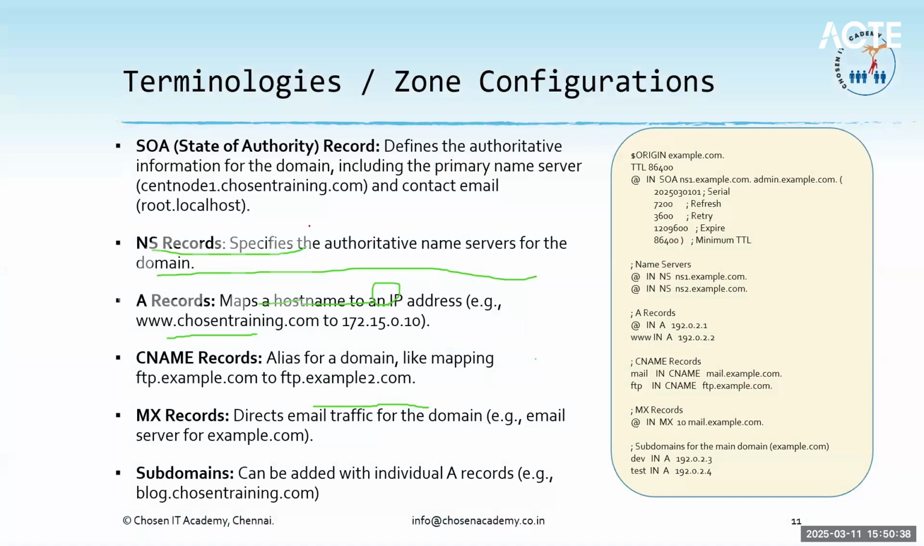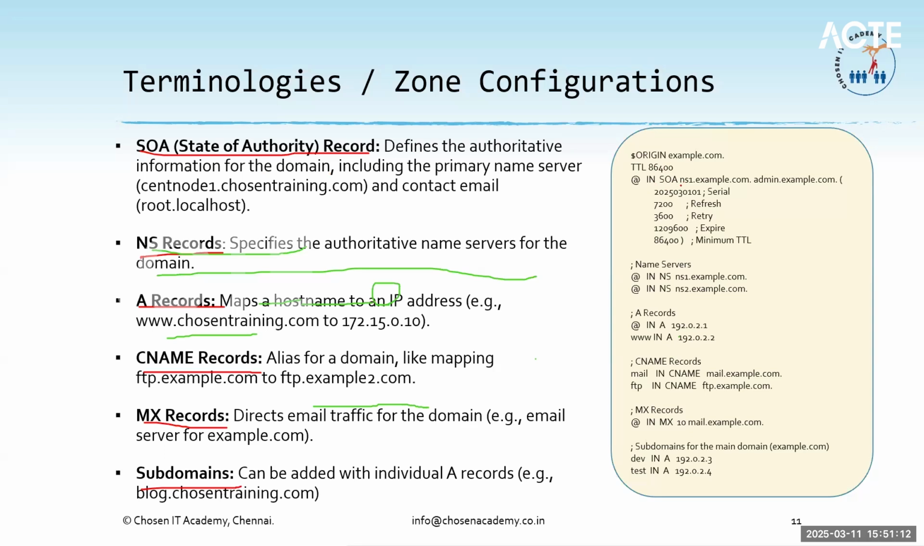If you open the zone configuration file, there are some terminologies here. The first thing is the start of authority record, and then NS records, A records, CNAME records, mail exchange records, and subdomains. These are the configurations that will be there in the zone file. The SOA record defines authoritative information for the domain. It will look like this.